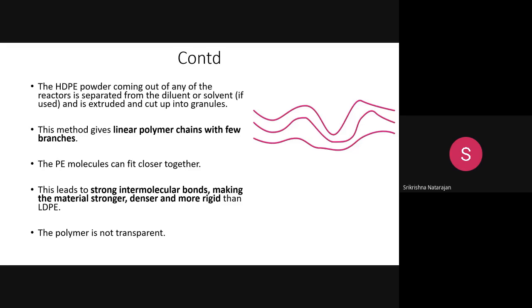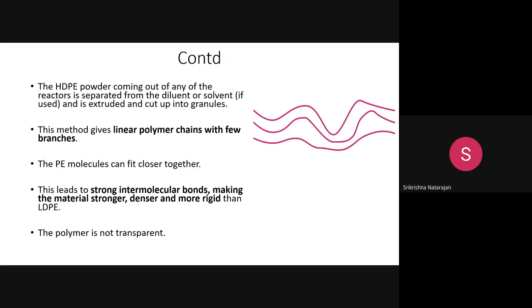See, the advantage of this method is you produce a high density polyethylene, you produce a linear polymer. You can see the linearity in the structure, the polymer chains. You can see that is very linear. One over the other, the polymer chains are close to each other so that they can join together. Okay, the cohesion of the polymer chains gets increased because it's a linear polymer. Okay, they can fit close to each other. So because of fitting close to each other, what happens? It leads to strong intermolecular bonds.